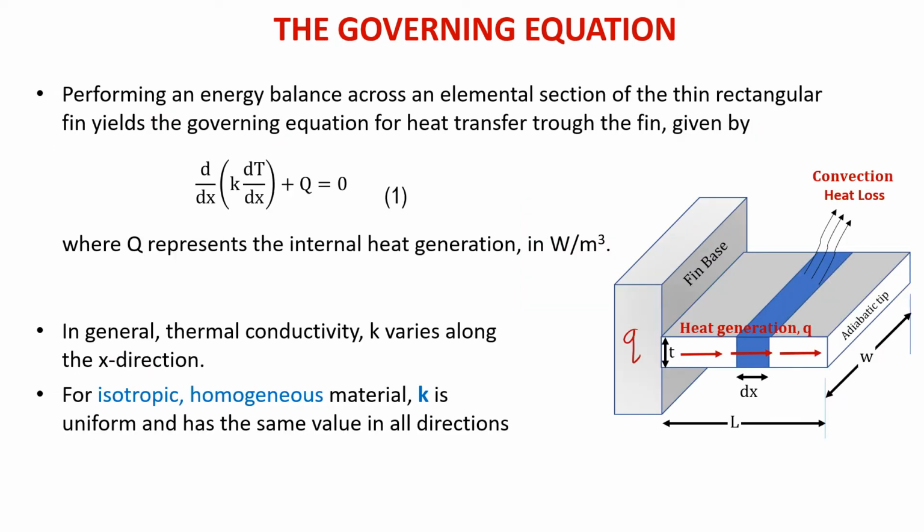When the heat flows from the fin base towards the fin tip, the energy balance is given by this equation 1, where Q represents the internal heat generation. In general, the thermal conductivity K varies along the x direction. However, for isotropic and homogeneous material, K is uniform and has the same value in all directions. For example, homogeneous materials are aluminium, steel, titanium, or any metallic materials.